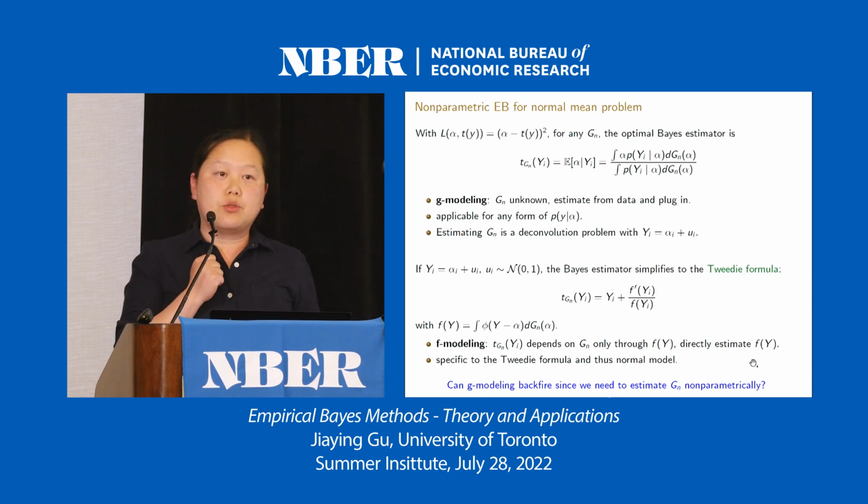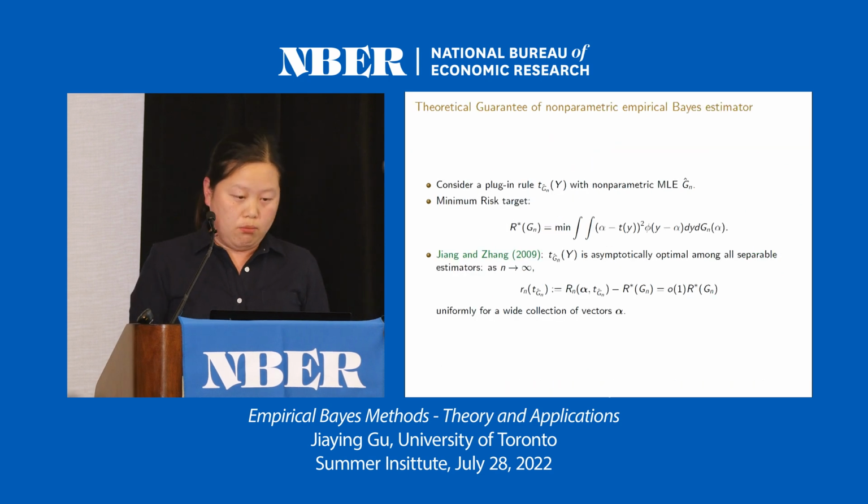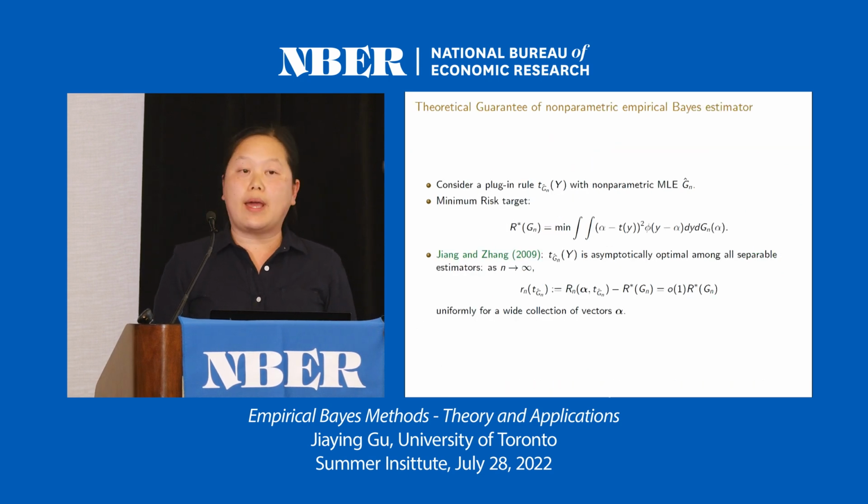So suppose we stick to the idea of G modeling and ambitiously estimate G_n non-parametrically. Can it backfire? Our target is to minimize the compound risk. But along the way, we need to non-parametrically estimate some quantity, which can be hard. Can it actually lead to a risk that is substantially inflated? The good news is we have good theoretical guarantees for the non-parametric empirical Bayes estimator.